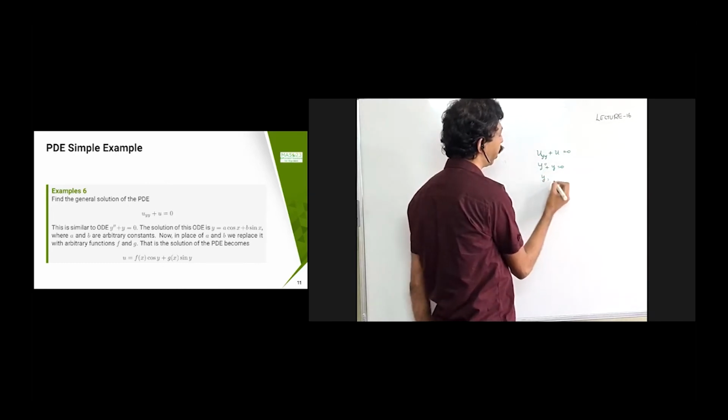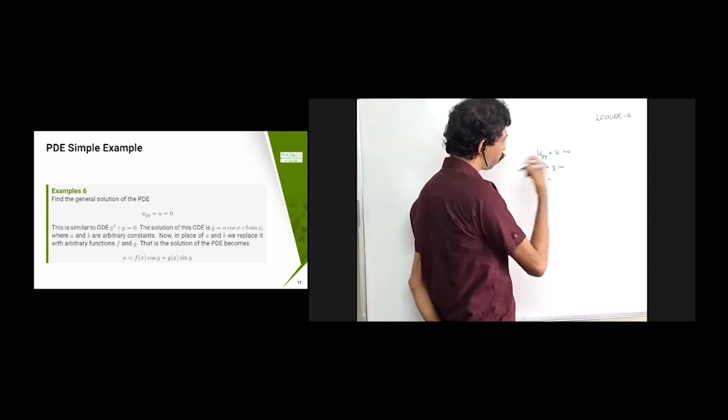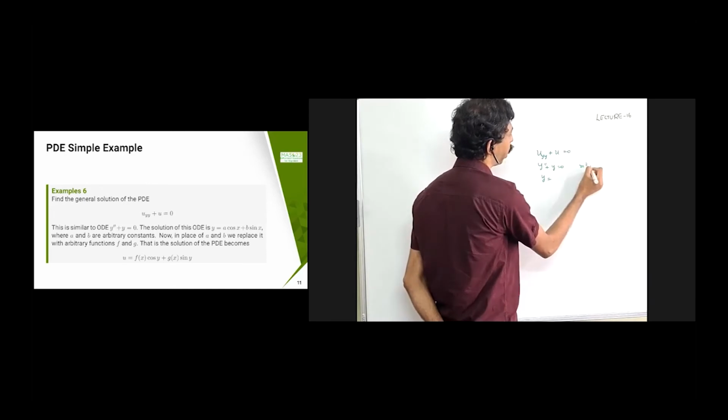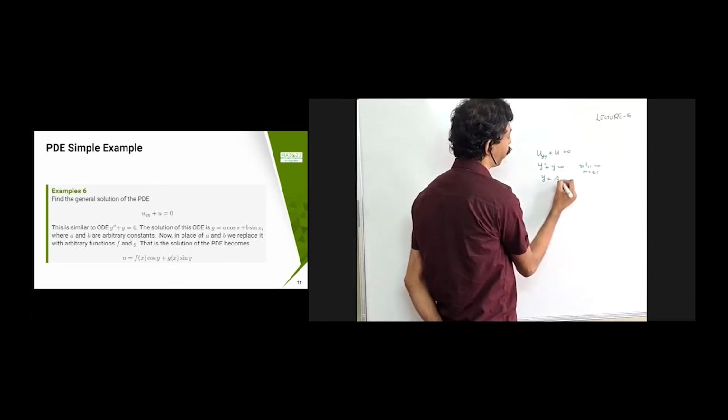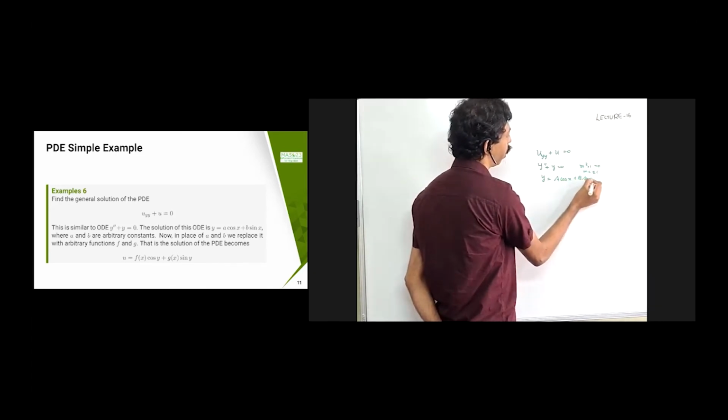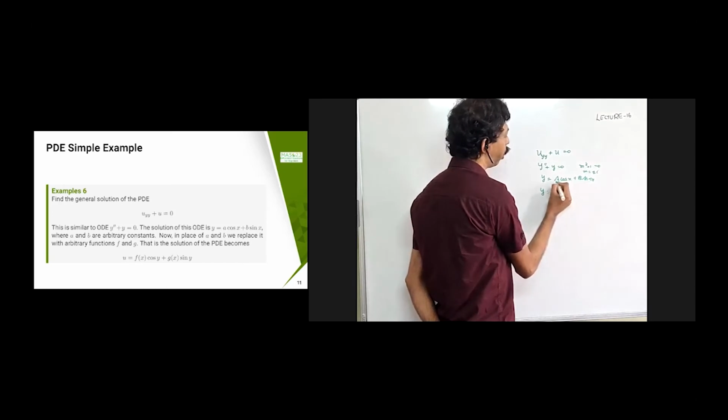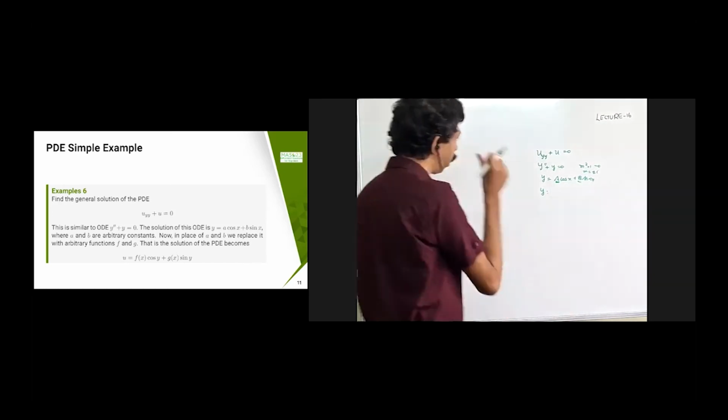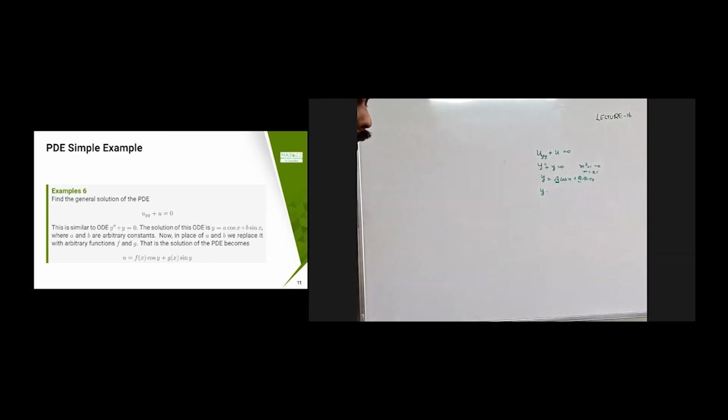y equal to, in this case, m square plus 1 equal to 0, so m equals plus or minus i. So your solution is going to become a cos x plus b sin x. In this case, you are not going to get a and b as constants. Instead, a and b are going to become functions of x.